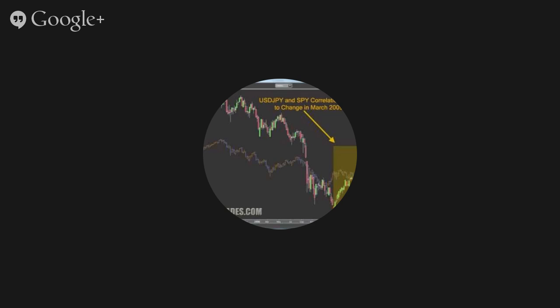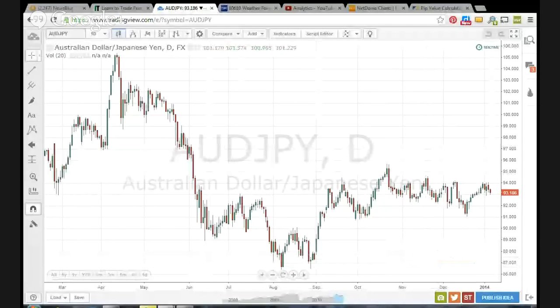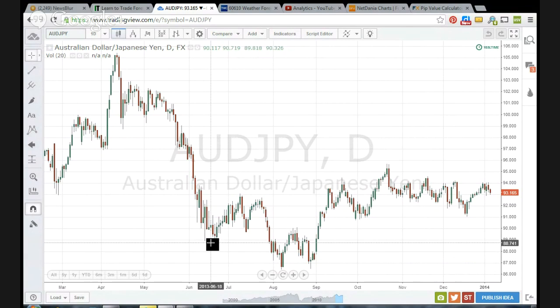Okay, so we should be now looking at an Aussie yen chart, right? Okay. All these technical issues. Okay, so Aussie yen, yes, it's still in that range. I don't want to trade a range bound pair.